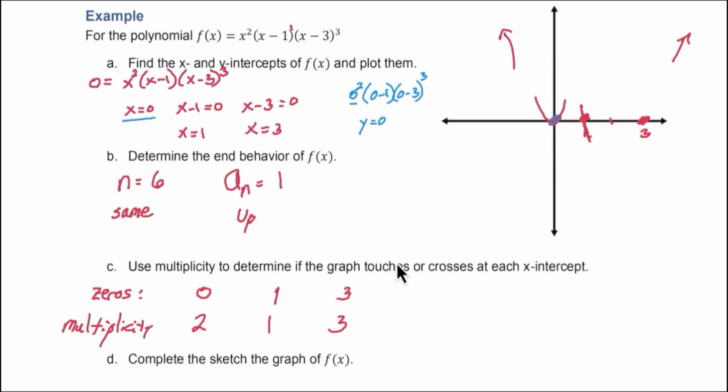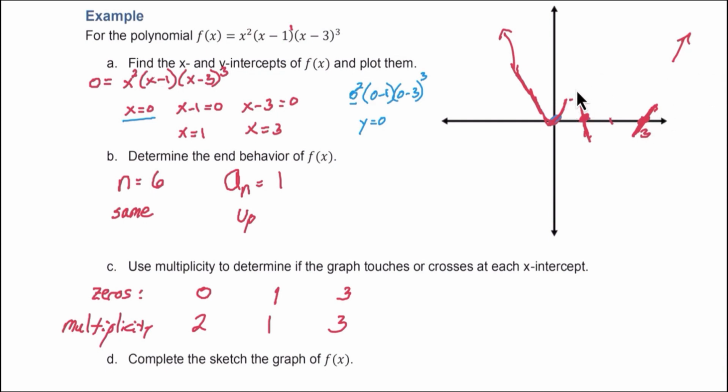And then the multiplicity on the 3 is 3, which is odd. That means it's going to cross the x-axis at that point. So we know it crosses here. Now we just need to complete these. So on the left, we know the end behavior's got to eventually catch up to this line here. It bounces off due to even multiplicity. And at this point, we know that the graph is going to turn around.